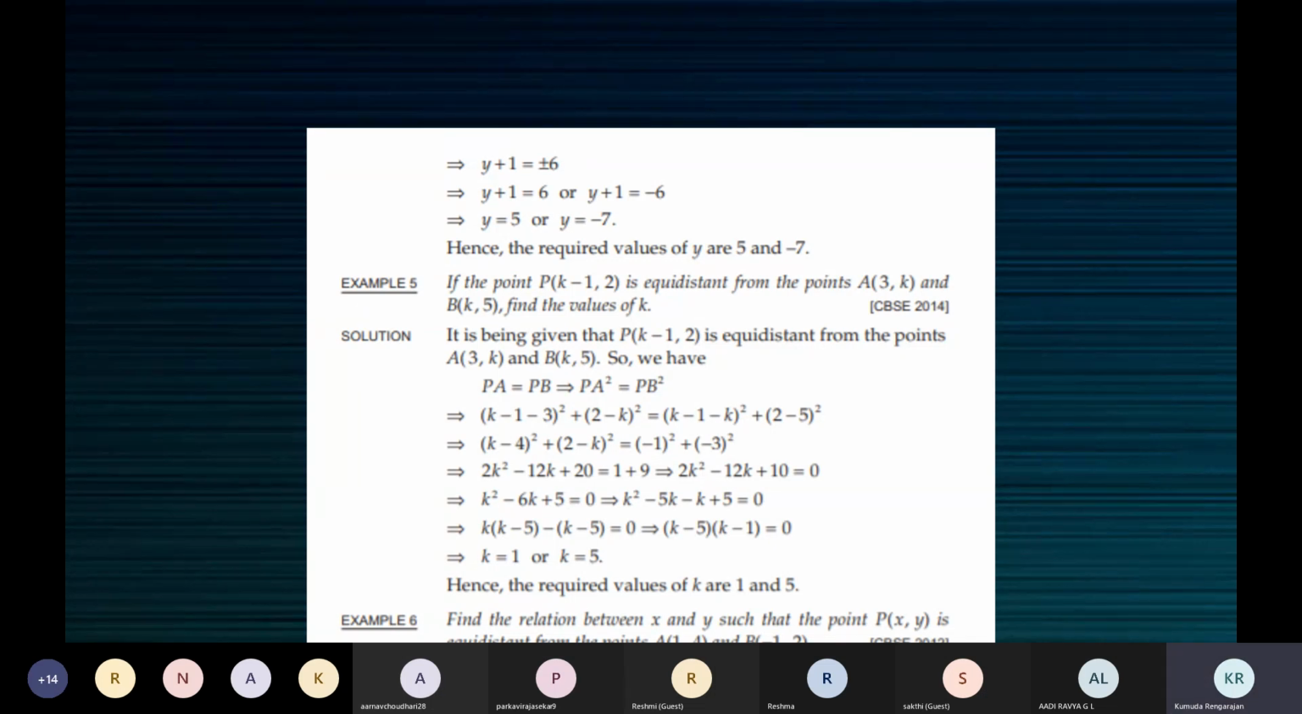The point P is equidistant from A and B means the distance of P from A is the same as the distance of P from B, which means PA is equal to PB. Distance PA is equal to distance PB. That means, squaring both the sides, PA square is equal to PB square.